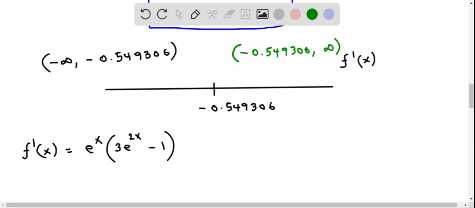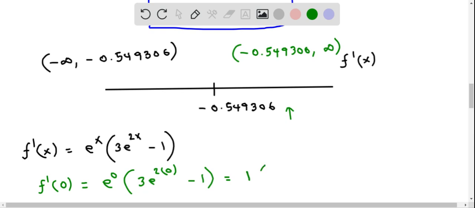point. First, I'm going to consider a random point to the right of this critical point. That is, I can consider x equal to 0 and plug it into this first derivative. So it is f prime of 0, and this equals e power 0 times 3 e power 2 times 0 minus 1. And so this gives e power 0 is 1 times 3 times 1 minus 1. This gives 3 times 1 is 3. 3 minus 1 is 2. And 2 times 1 is 2.